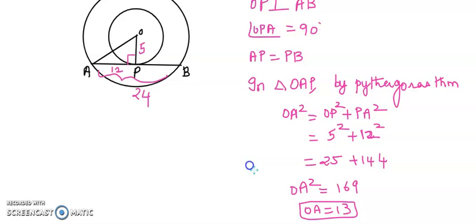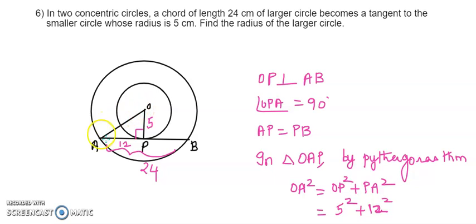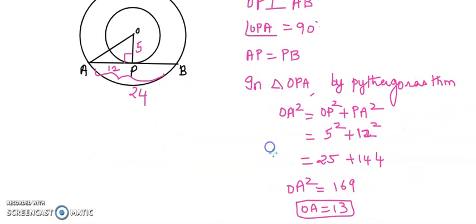Again, what is the rule here? The chord of the bigger circle is the tangent to the smaller one. OA is the radius of the bigger circle and OP is the radius of the smaller circle. So OP is passing through the center of the circle. That means OP is a perpendicular bisector of this chord. That means the angle OPA, or APO sorry, is 90, and chord AB is bisected by OP. Therefore, AP equals PB. That's what I've done. So at the end of the day, I'm able to prove that OPA is a right angled triangle. So in triangle OPA, I'm applying the Pythagoras theorem, and I'm getting the radius OA.